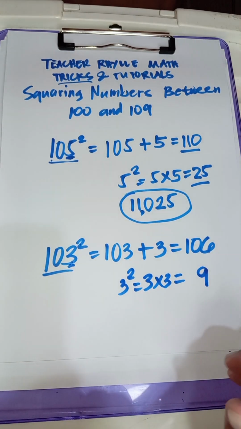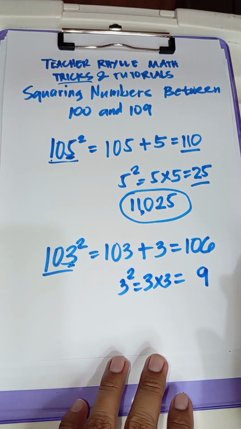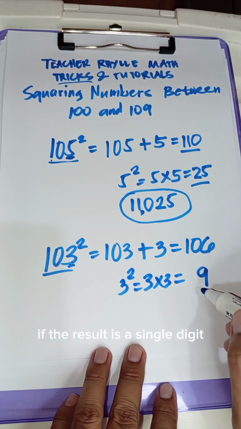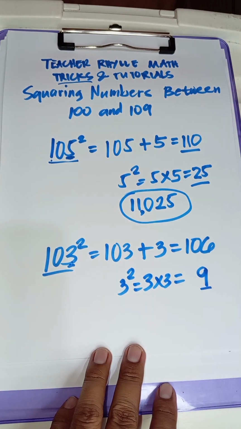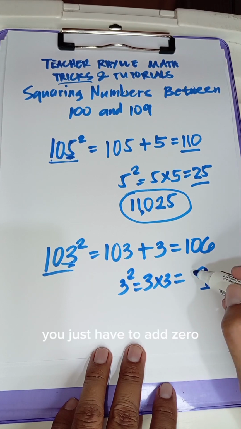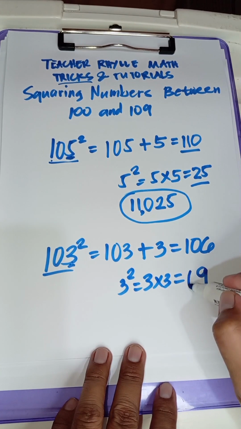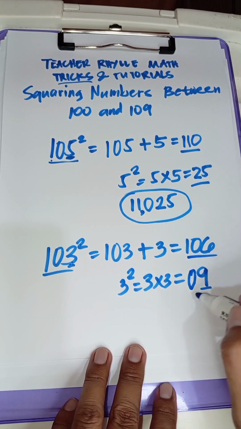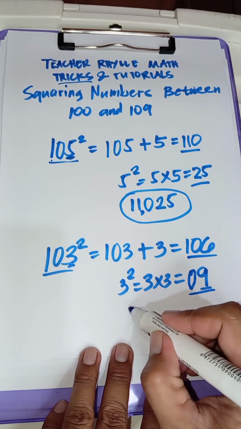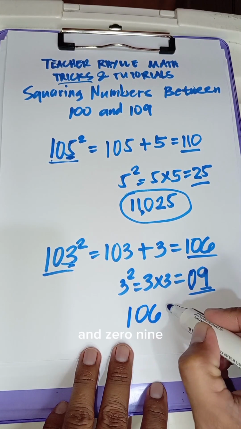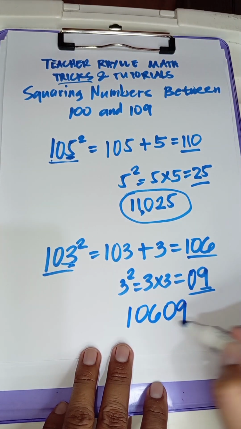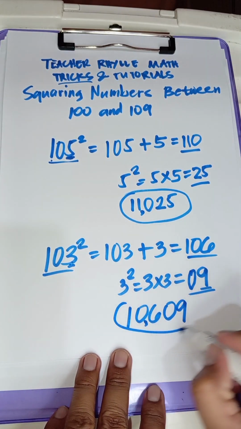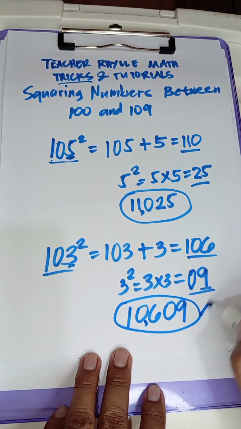Now if the result is a single digit like this one, you just have to add 0 in front of it. So you have to put 0 here and then rewrite 106 and 09. So your answer is 10,609.